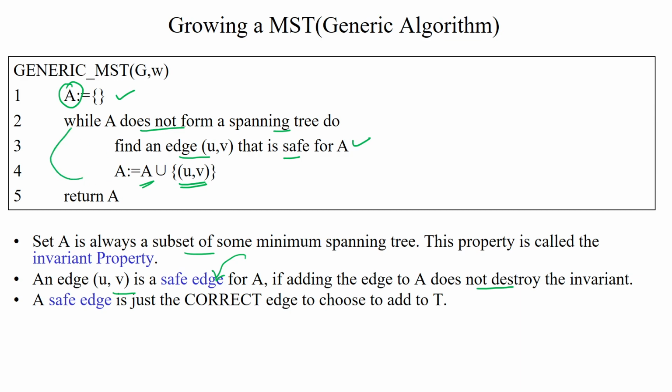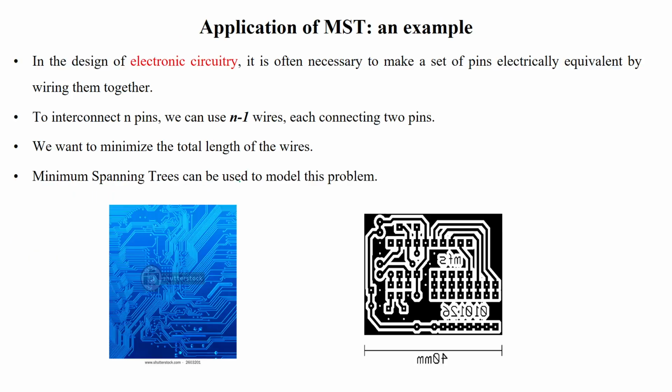Then again you have to repeat this. If there are unvisited vertices available, you have to find the safe edge, and that safe edge is again added into the given list. Until all the vertices are visited, you have to keep adding the safe edge into the minimum spanning tree.